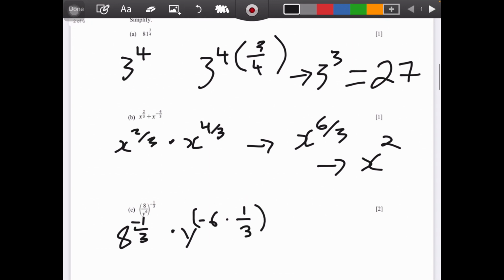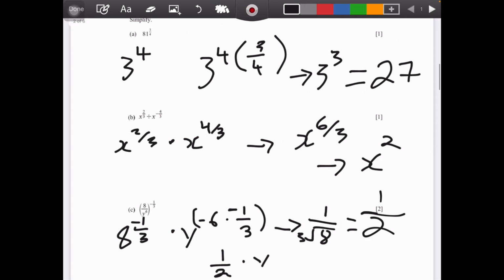Put this in brackets. After that, we know 8 to the power of 1 over 3 is 1 over the cube root of 8. And the cube root of 8 is equal to 2. So it'll be 1 over 2. So the final answer will be 1 over 2 times y to the power of negative 6 times 1 over 3, which will equal negative 1 over 3, which will equal y squared.